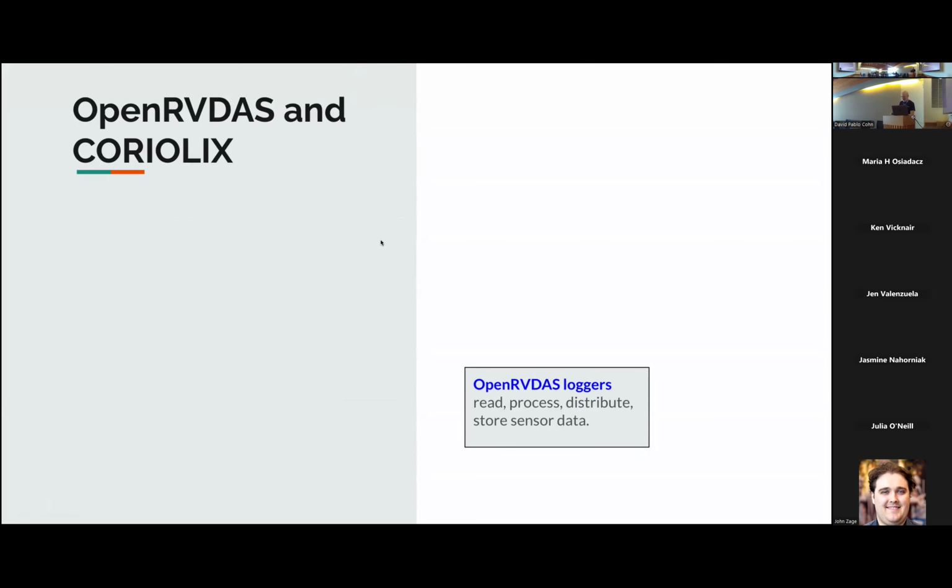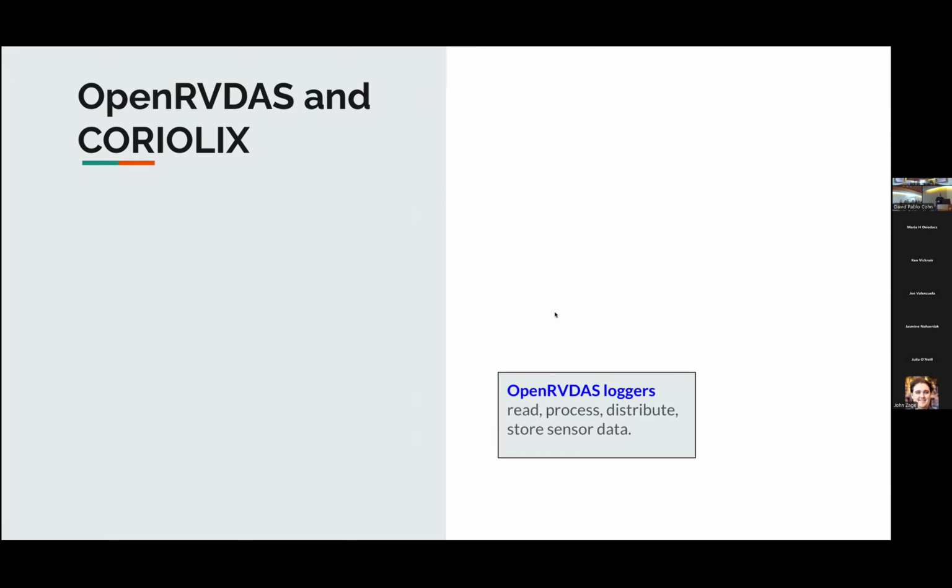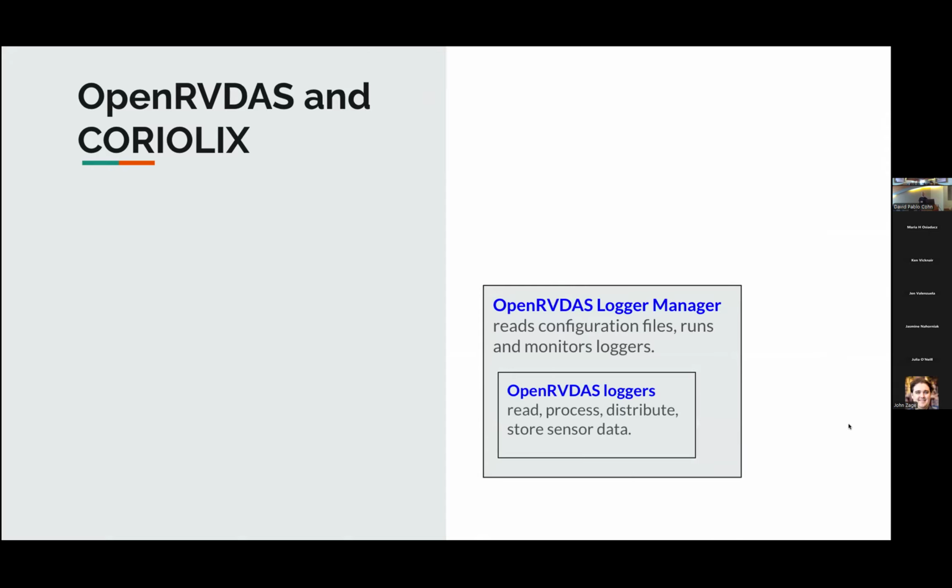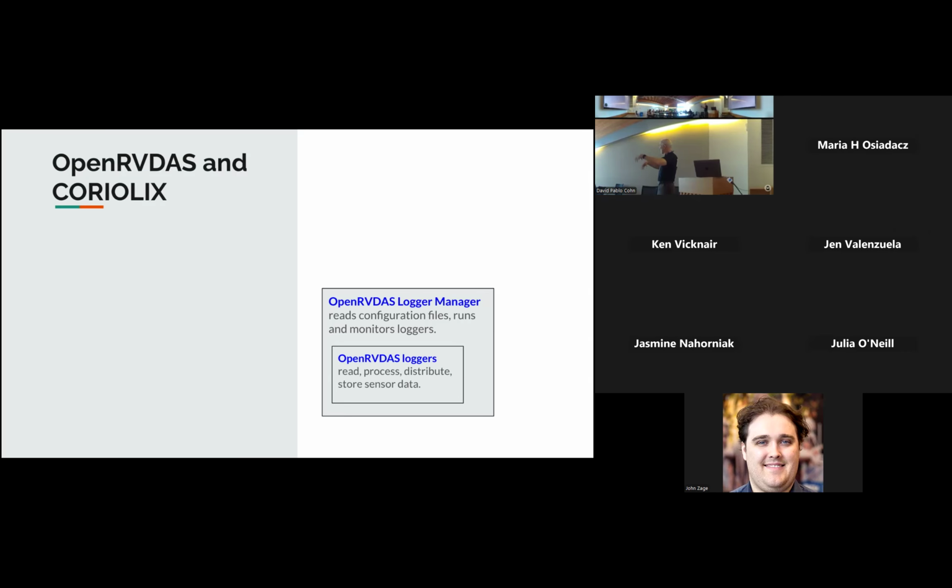Maybe that'll work. Okay. So the way we like to think of things is kind of this nested series of functionality, depending on how simple or how complete and all-encompassing the system you want to work with. At the very base are the OpenRVDAS loggers. Their job is to read, process, distribute and store sensor data. On top of that, there's this thing called the OpenRVDAS Logger Manager, which reads a configuration file. It's the thing that actually runs the loggers.